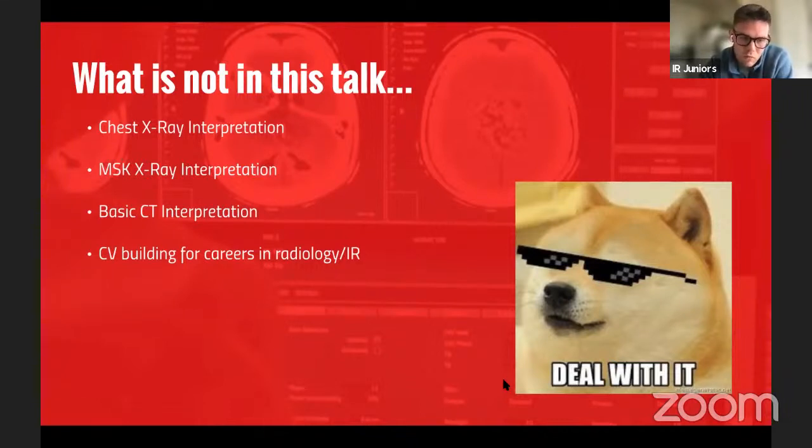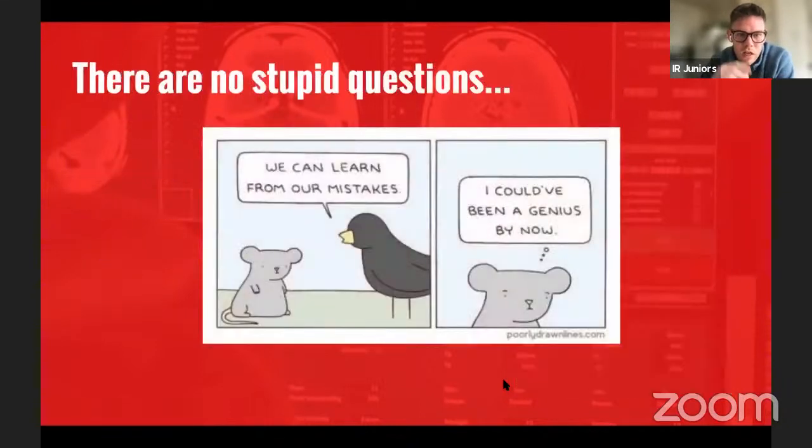Particularly on the last point, IR Juniors itself has a lot of resources from that point of view if you want those, but there will be opportunities, I'm sure, and a lot of you are just post-finals. So actually your chest and MSK interpretation is probably better than a lot of ours at the moment. And as I said, there are no stupid questions here. This is for your benefit, to make you feel more comfortable as you start your new job.